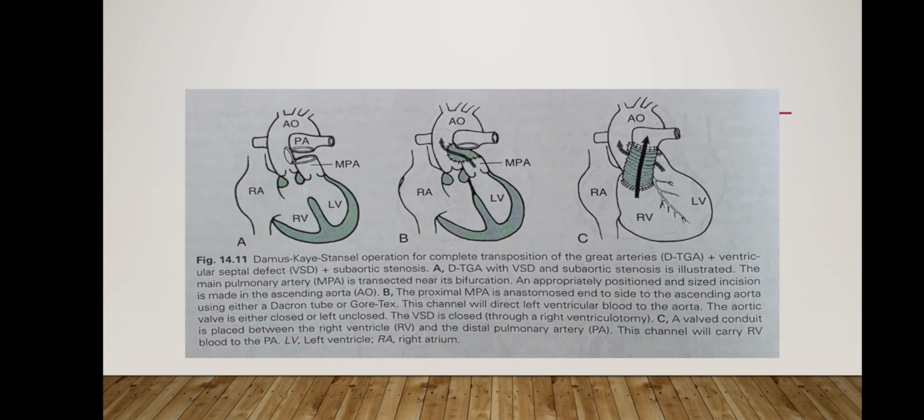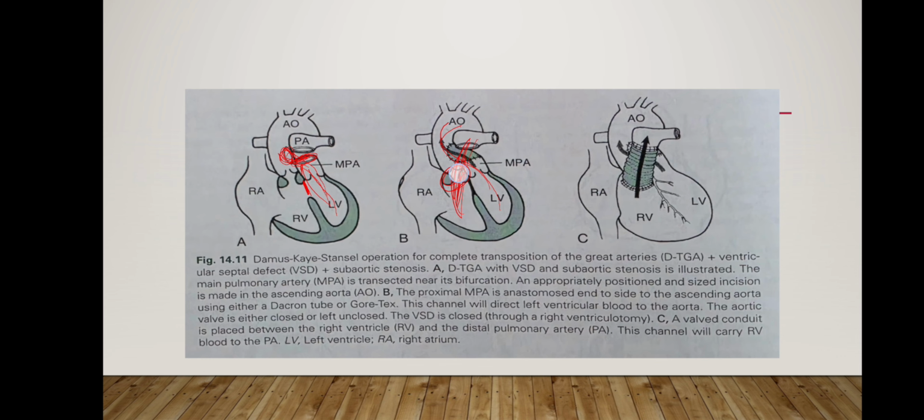What happens in there is a VSD, so we make a VSD patch, and then we cut the main pulmonary artery. The blood from the left ventricle enters into the pulmonary artery, we make the cut in the main pulmonary artery and we make a connection with the aorta. So blood from the left ventricle enters into the aorta through the main pulmonary artery, and we attach the right ventricle with the pulmonary artery through a conduit.